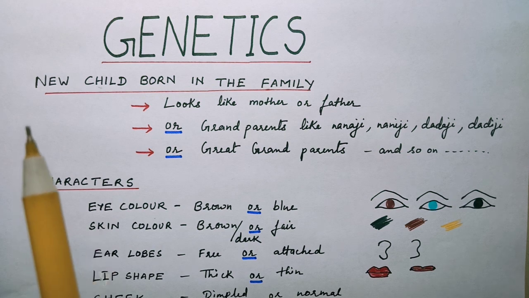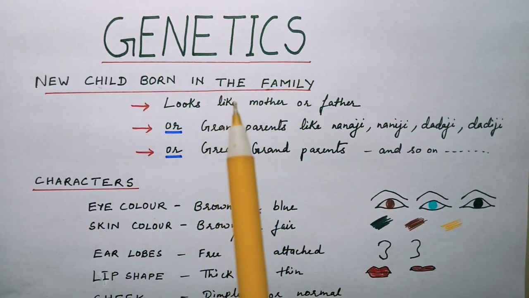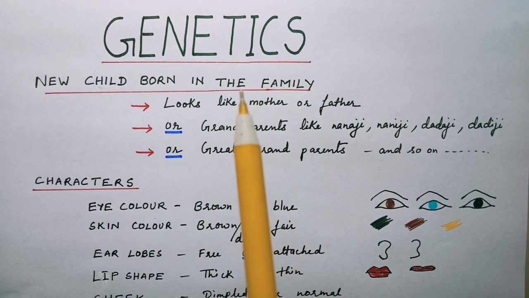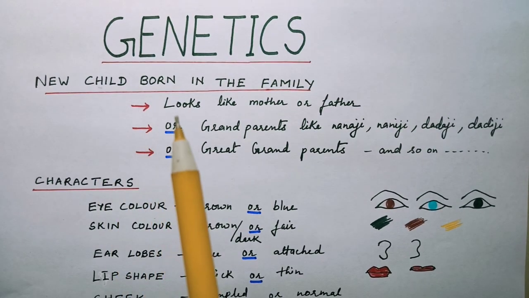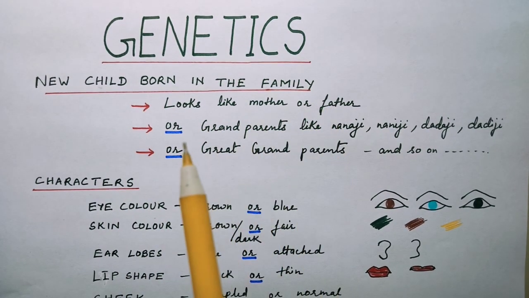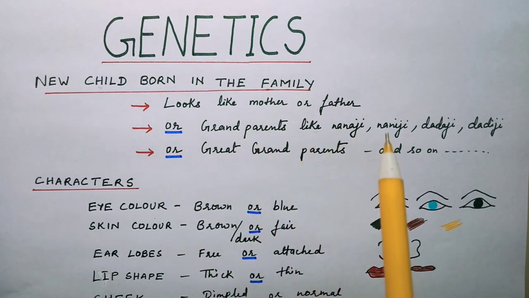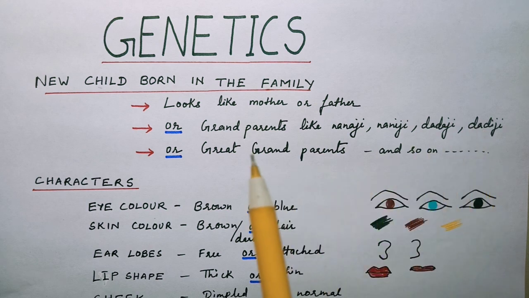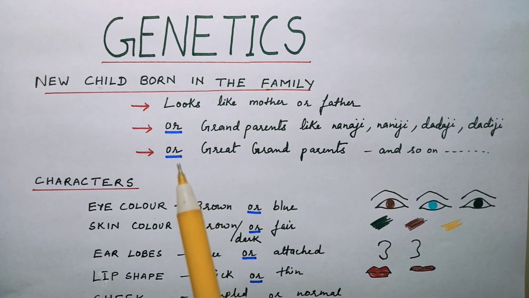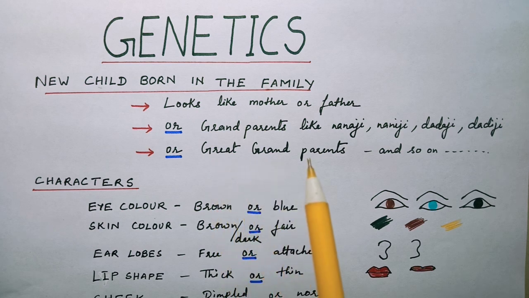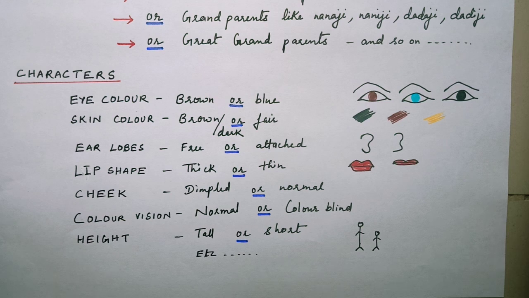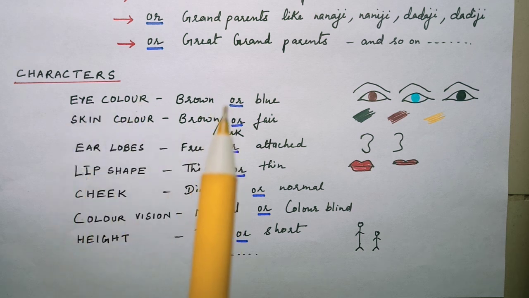Now whenever a child is born in the family, the looks of the new child are immediately compared with the looks of the family members. The child may be compared with the looks of the mother or the father, or with the grandparents like Nana ji, Nani ji, Dada ji or Dadi ji. Sometimes the looks of the child may also be compared with the great-grandparents and so on and so forth. Genetics is the chapter which explains all the characters possessed by the child which it might have inherited from its parents or from any of the ancestors.